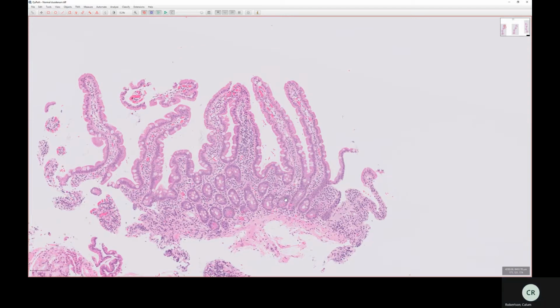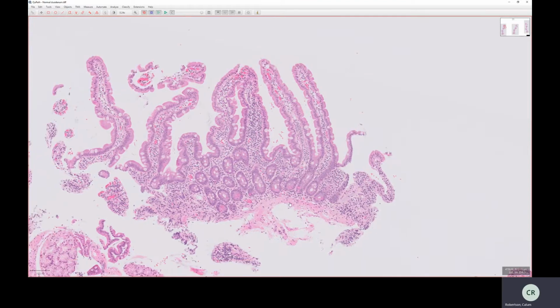Under normal conditions, the villi should be at least 3 times the height of the crypt. So if you imagine, this is the base of the crypt, this is the top of the crypt, and this villus should be 3 times the height, which is approximately about right. So under normal conditions, the crypts, also known as the crypts of Lieberkühn, should be a third of the length of the villus.